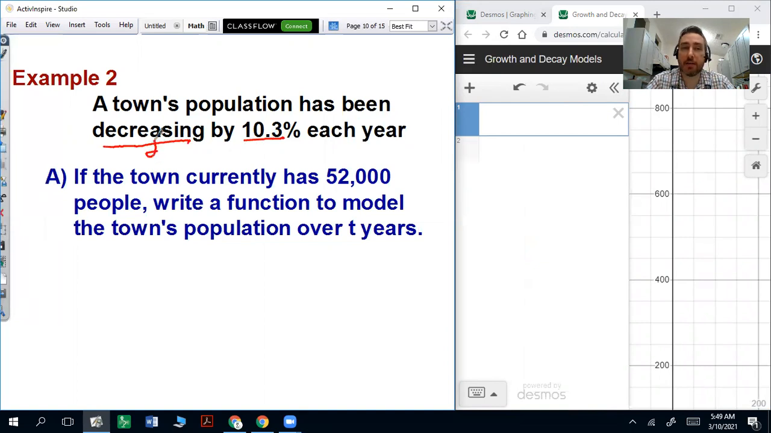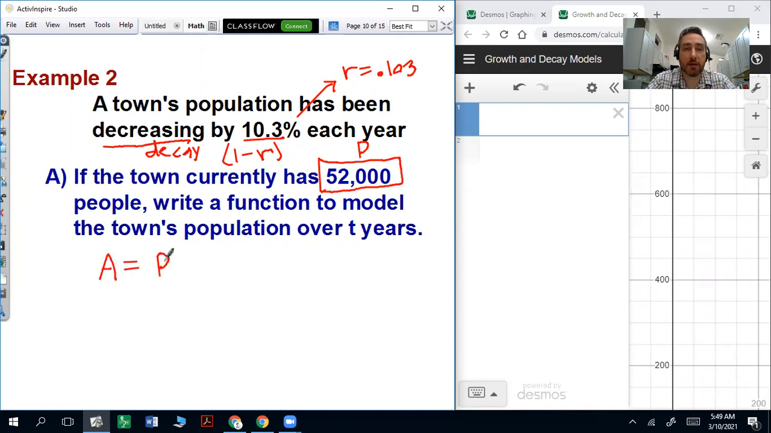So this is decay, which means that in the parentheses is going to be 1 minus the rate. And your rate is 10.3%. That's going to be 0.103. So this is going to be your starting value. This is going to be your P. And let's plug those in.